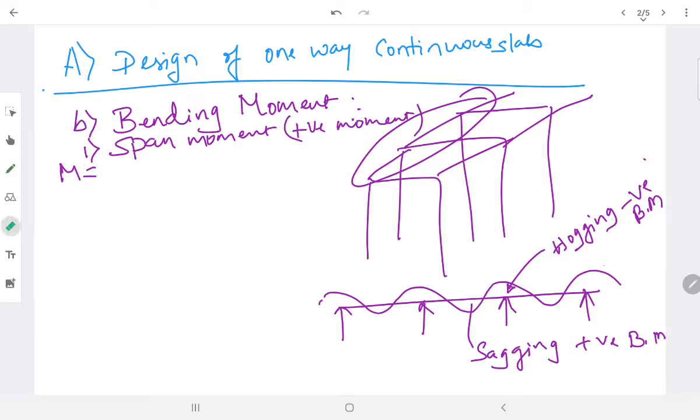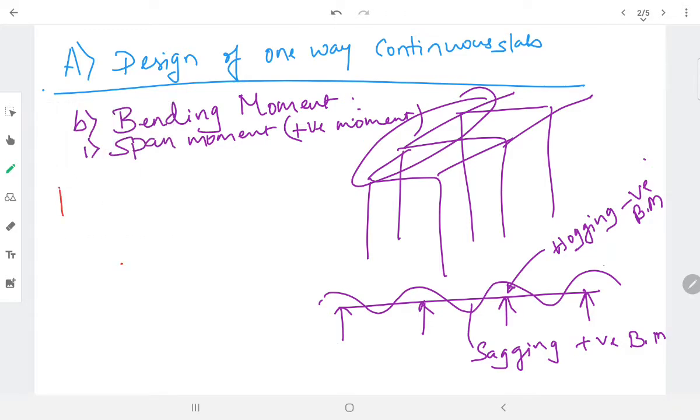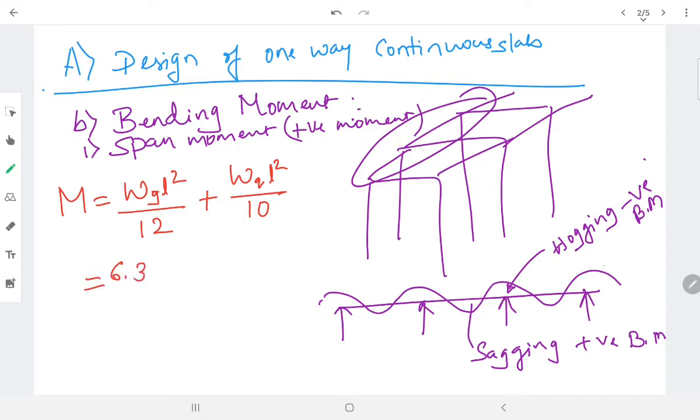So the formula for that will be M equals WG L square divided by 12 plus WQ L square divided by 10. Substitute the values which we have calculated previously. WG is the dead load, the ultimate dead load. We have calculated it as 6.38.